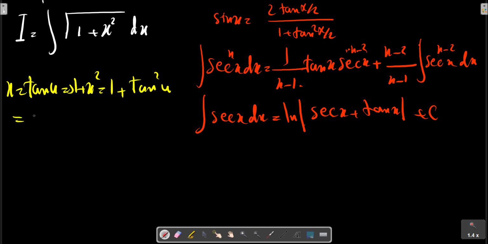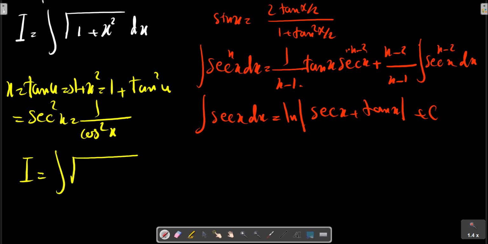To secant squared u. With replacing to the integration, and we have also dx equals to, from this relation.